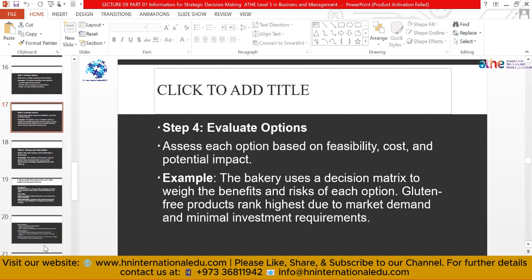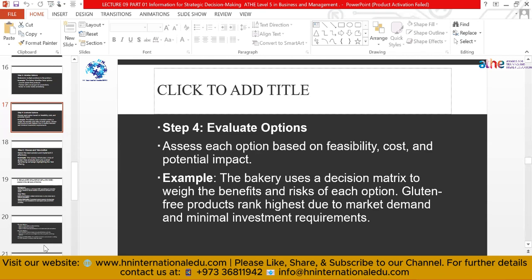Then we have evaluate options. Assess each option based on feasibility, cost, and potential impact. Once you get the options, like in the above slide, there were 3 options proposed. First, you're going to see which one is suitable for you, then what is going to be the cost of it, regardless of the profit, and potential impact. What will be the impact on the organization, and then from the consumer side.